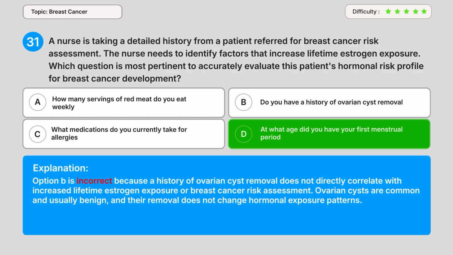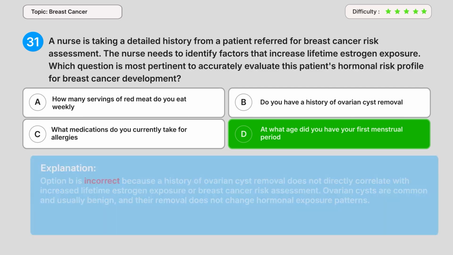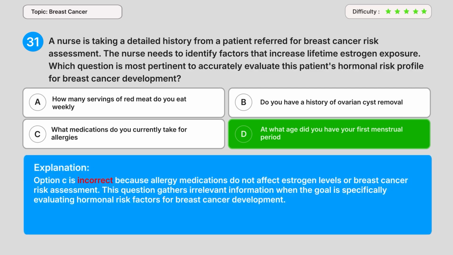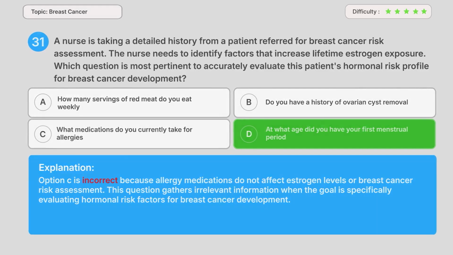Option B is incorrect because a history of ovarian cyst removal does not directly correlate with increased lifetime estrogen exposure or breast cancer risk assessment. Ovarian cysts are common and usually benign, and their removal does not change hormonal exposure patterns. Option C is incorrect because allergy medications do not affect estrogen levels or breast cancer risk assessment. This question gathers irrelevant information when the goal is specifically evaluating hormonal risk factors for breast cancer development.